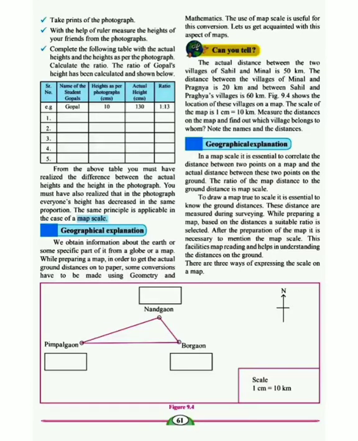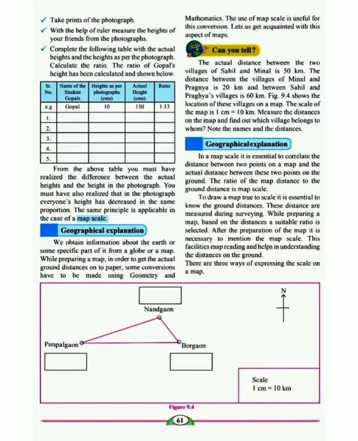So if you find out all of the rest of the examples, you will see that there is a pattern being followed: the height in the photograph is decreasing, and that too with the same ratio. The same principle is applicable in the case of map scale. While we talk about map scale also, it happens in the same way. The real measurements actually appear a little smaller on the map. So let us see what it is.